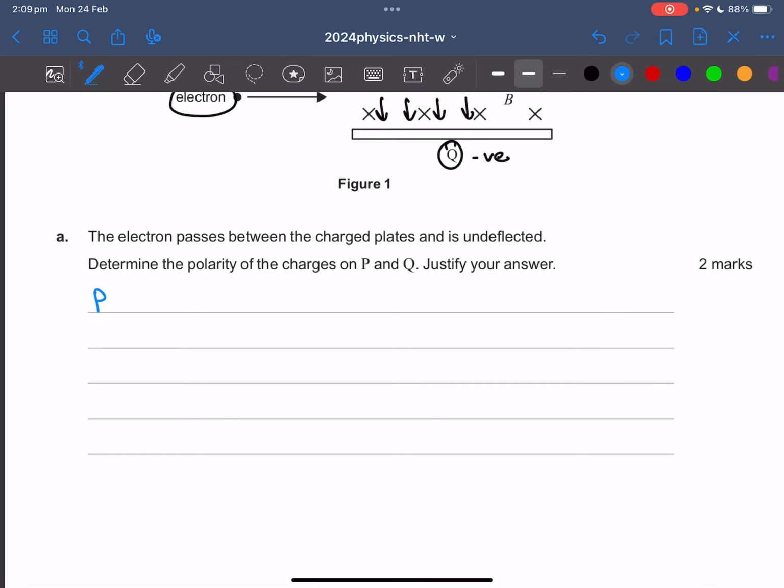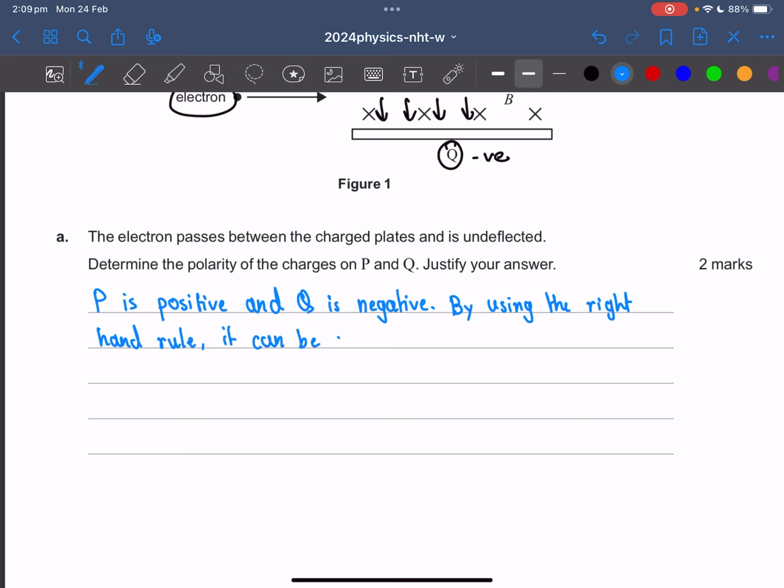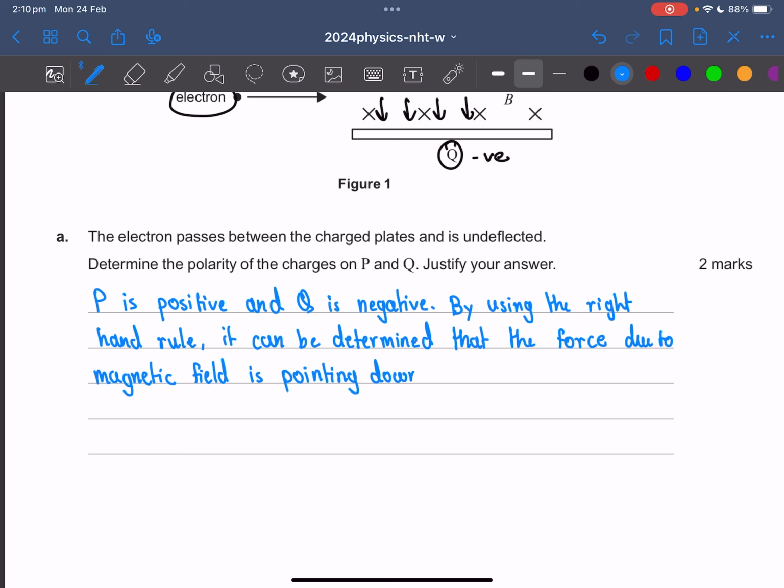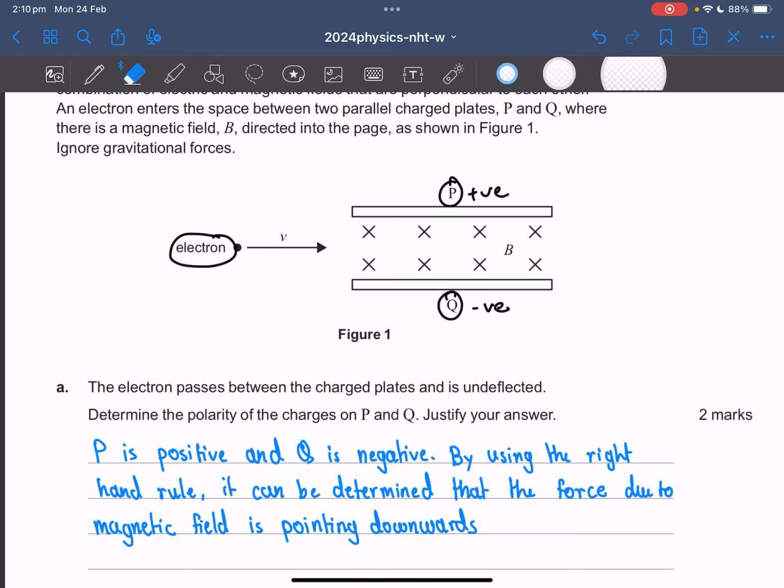P is positive and Q is negative. By using the right hand rule, it can be determined that the force due to the magnetic field is pointing downwards, as we discussed already, if you remember, by using the right hand slap rule.